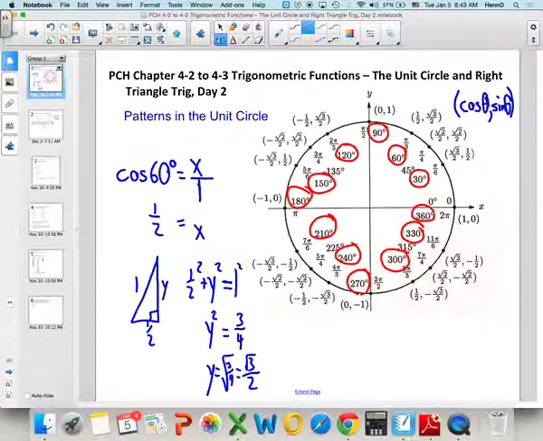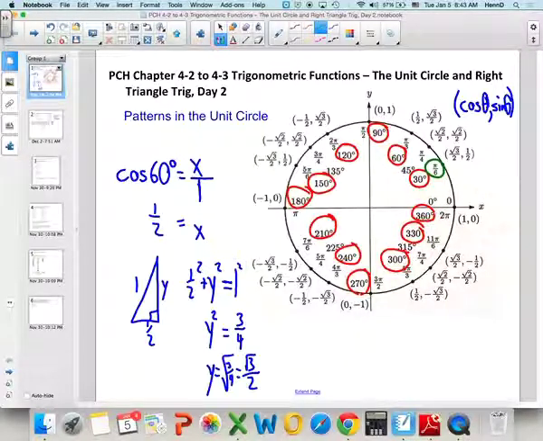Now watch here with our radian degrees. This is a part that I didn't give you, but I bet you picked up on somewhat. 30 degrees is pi over 6.